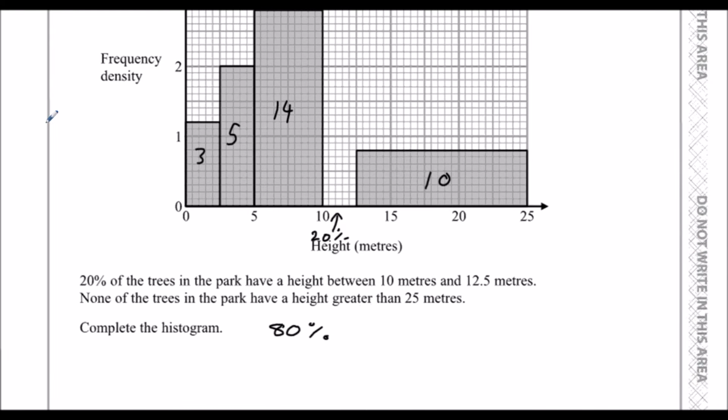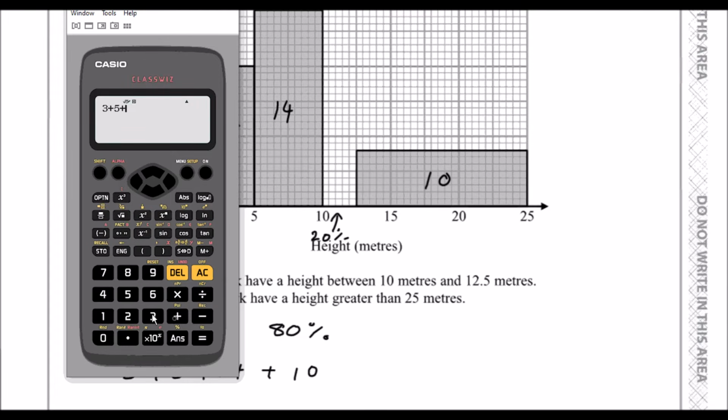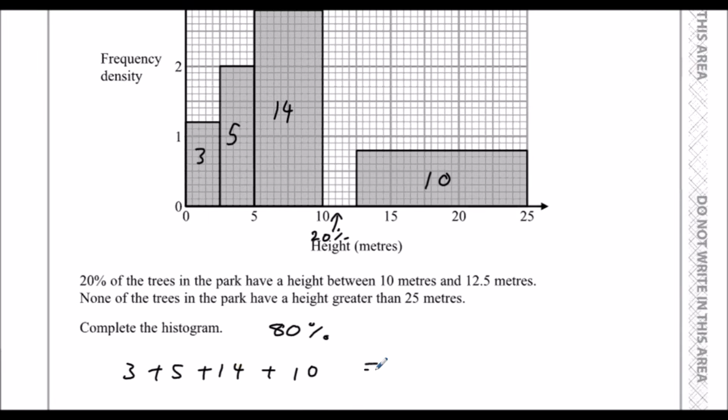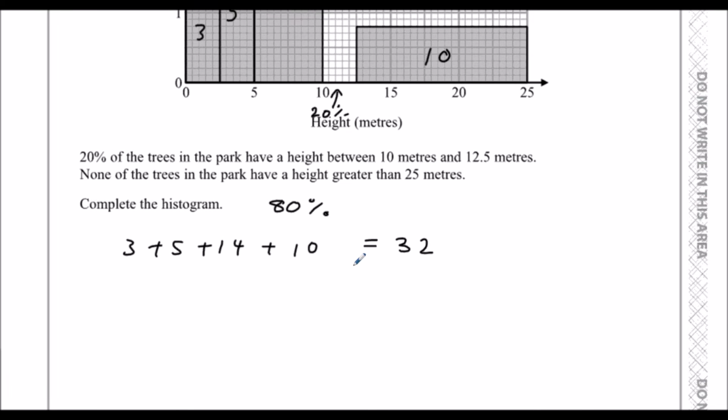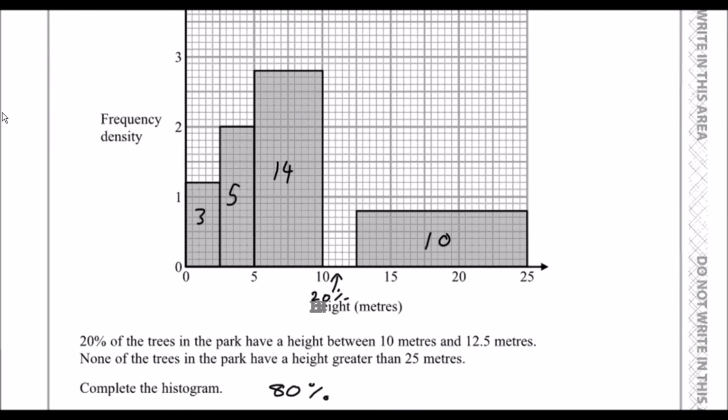So we know 3 plus 5 plus 14 plus 10 must be 80% of the area, which is 32. So that's 80% of the area. To find 20%, we divide by 4, which will be 8, an area of 8. So we need it to have an area of 8.